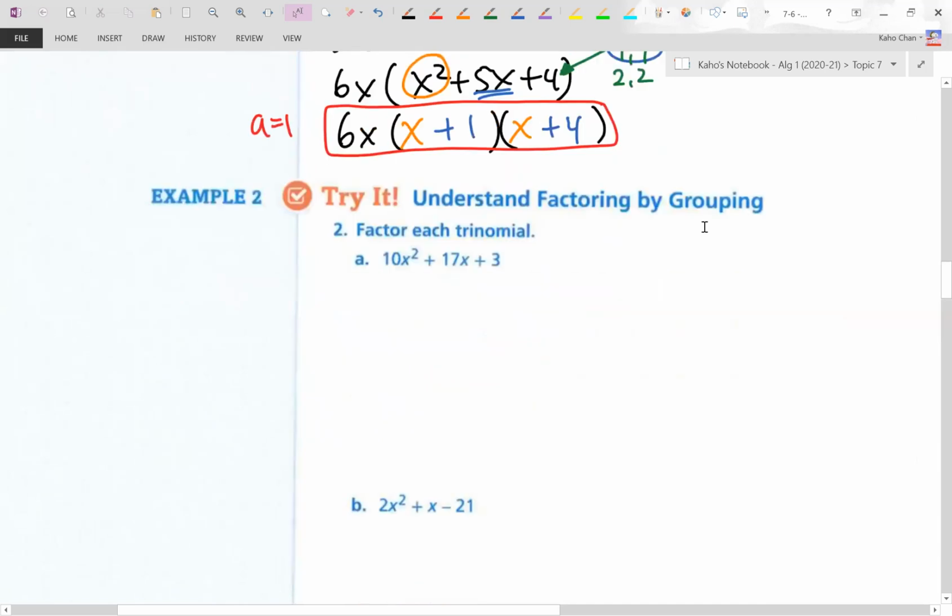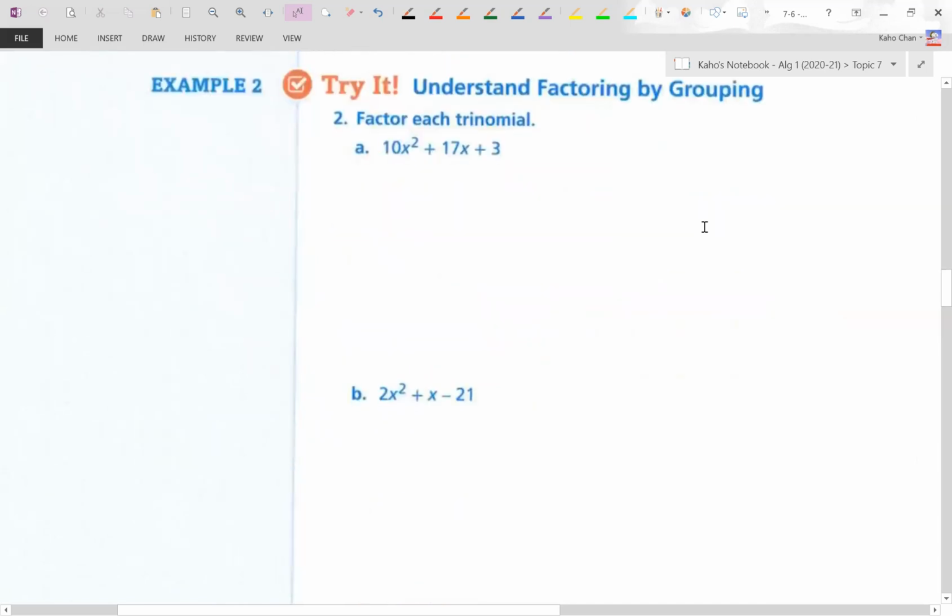Example 2 is when we have to jump to the AC box method. Now it says understand factoring by grouping. They don't teach the AC box method, but it is kind of a form of something called factor by grouping. Factor by grouping is taking the box and lining up all the terms in a straight line. It's very similar if you ever hear about factor by grouping. It's basically my method organized.